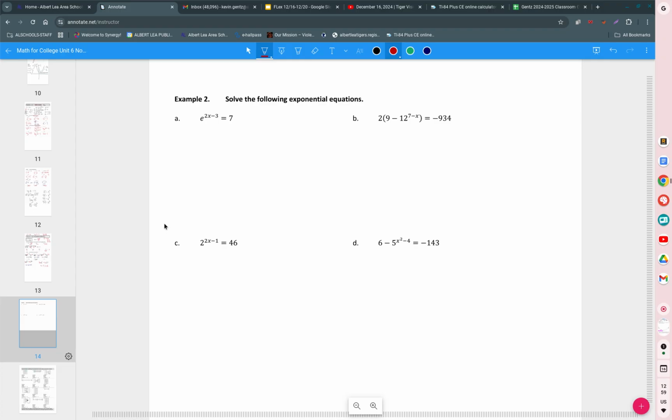It reads e to the 2x minus 3 is equal to 7. I want to get at the x. I'm going to have to move 3 things in this scenario: the e, the 2, and the 3. Before I can do anything with the 2 or the 3, the e has to go first. And the way I get rid of e is I take the natural logarithm of both sides. So I'm going to write natural log on the left and natural log on the right.